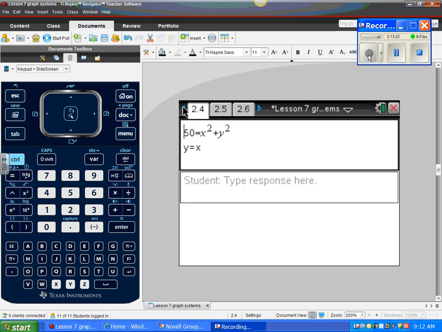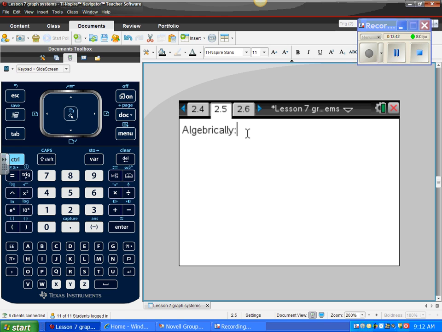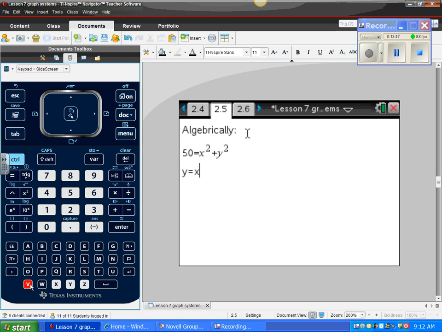Starts with an S. Substitution, right? I have y equals x, don't I? So what can I do? Yeah, what does y equal? It equals x, so I can use that information, okay? So on the next page, I think I have this set up, yep. So here's my equations, right? So what I'm going to do is take x and plug it in for y.